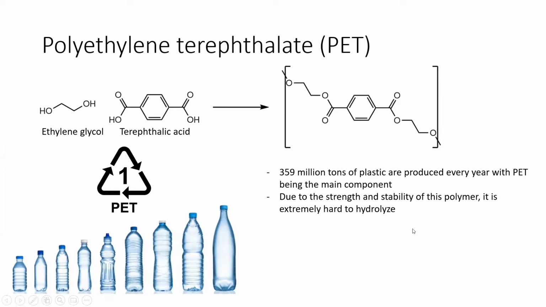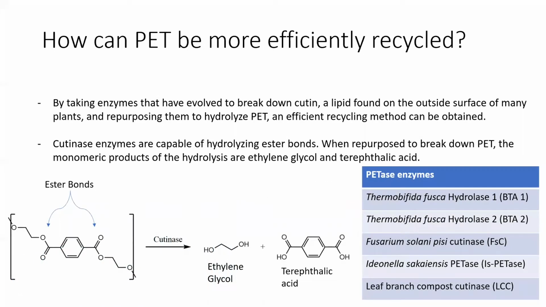359 million tons of plastic are produced every year, with PET being the main component. How can we more efficiently recycle PET? So one way we can do this is by repurposing cutinase enzymes to hydrolyze PET. So cutinase is a hydrolase that can break ester bonds and therefore has the capability to break down PET polymers into the monomeric components of ethylene glycol and terephthalic acid.